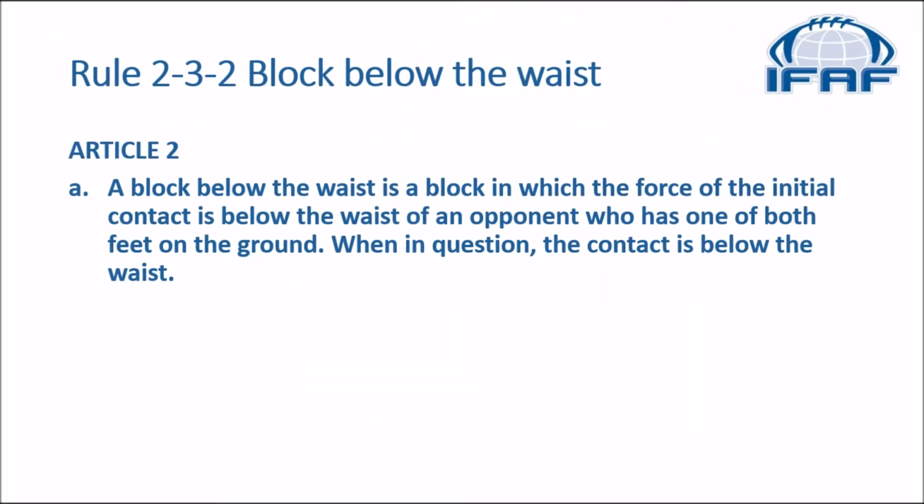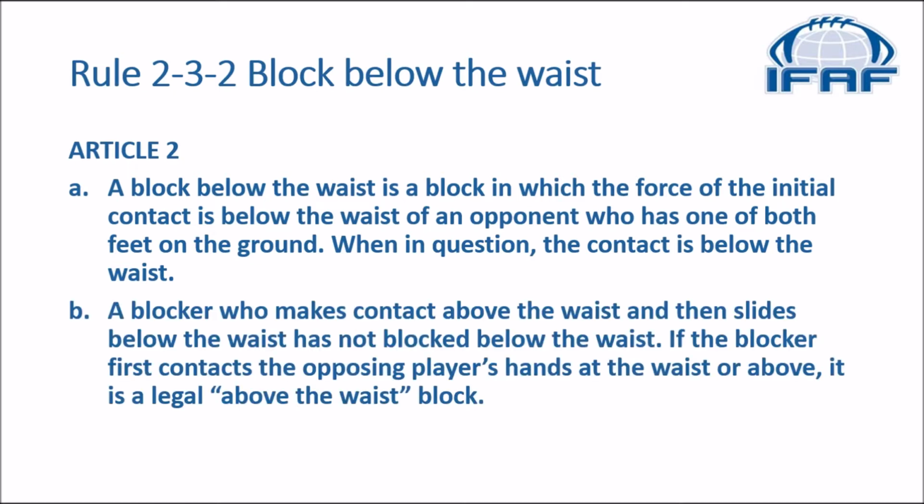In the rulebook, we start with 232 by defining block below the waist. A block below the waist is a block in which the force of the initial contact is below the waist of an opponent who has one or both feet on the ground. When in question, the contact is below the waist. B. A blocker who makes contact above the waist and then slides below the waist has not blocked below the waist. If the blocker first contacts the opponent's player's hands at the waist or above, it is a legal above the waist block.